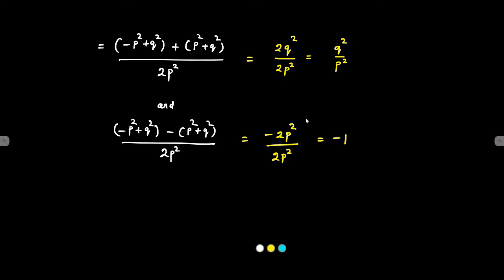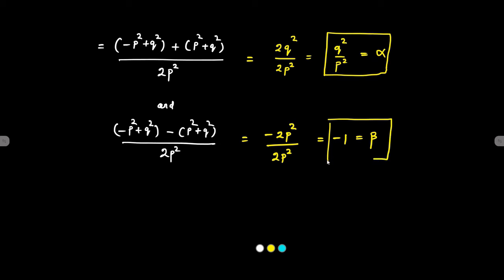Okay, so the two roots, let's say this is alpha, this is beta. One is q square by p square, and the other one is minus 1. Okay, these are the two roots of the given quadratic equation. One in terms of q and p, the other one in terms of a number, minus 1.